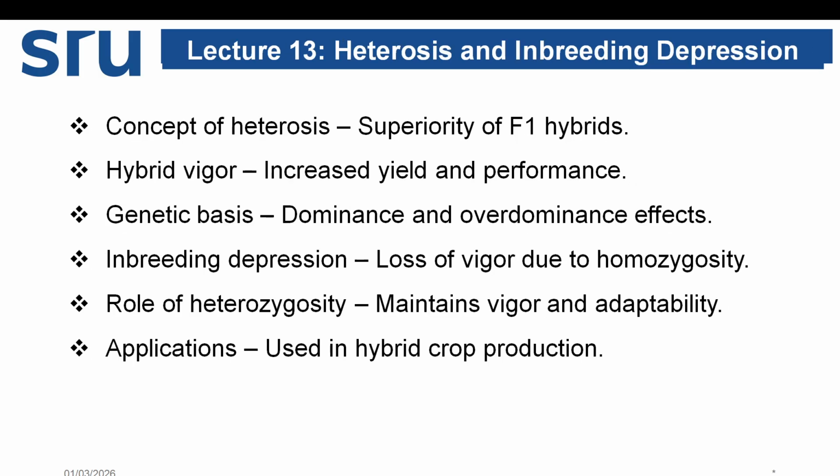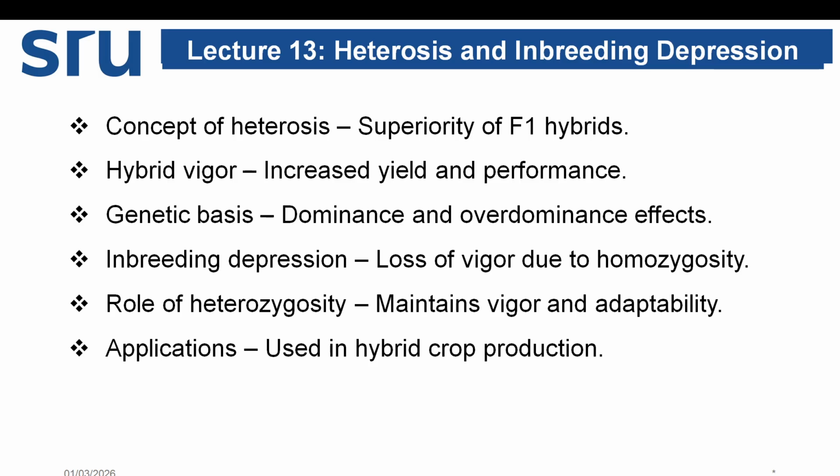So lecture number 13 is on heterosis and inbreeding depression. First we will see what is meant by heterosis. Heterosis is the superiority of F1 hybrids over the parents. It is also called hybrid vigor. So what is hybrid vigor? It is increased yield and performance.